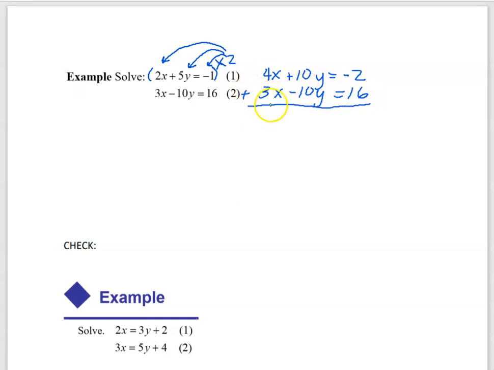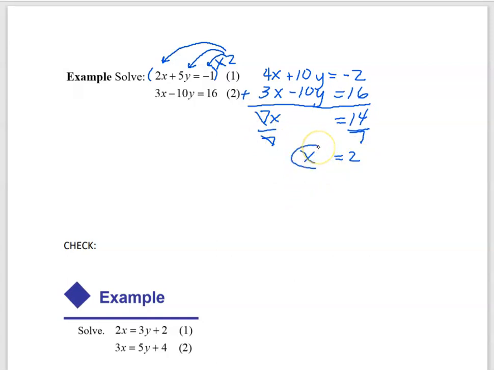So we've got 4x and 3x, that's 7x, 10y and negative 10y, that's going to cancel out and be 0. Negative 2 plus 16 ends up being 14. So 7x is equal to 14. We're going to divide by 7. And so we end up getting x is equal to 2.